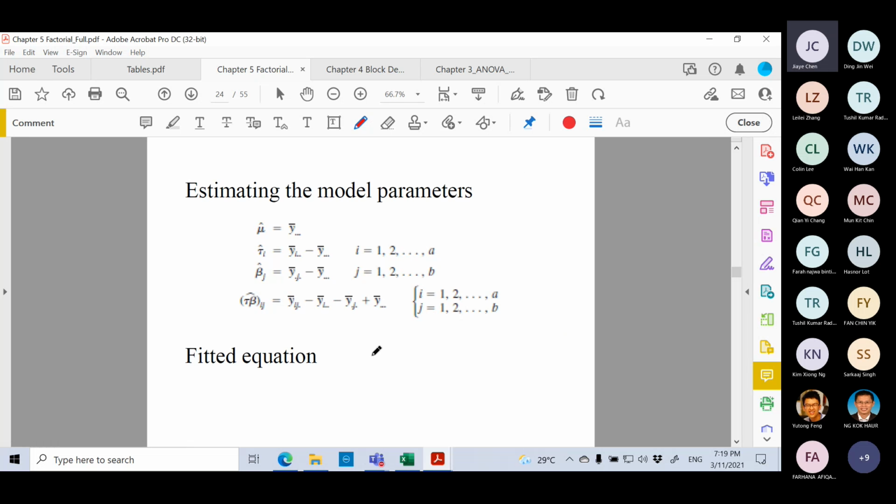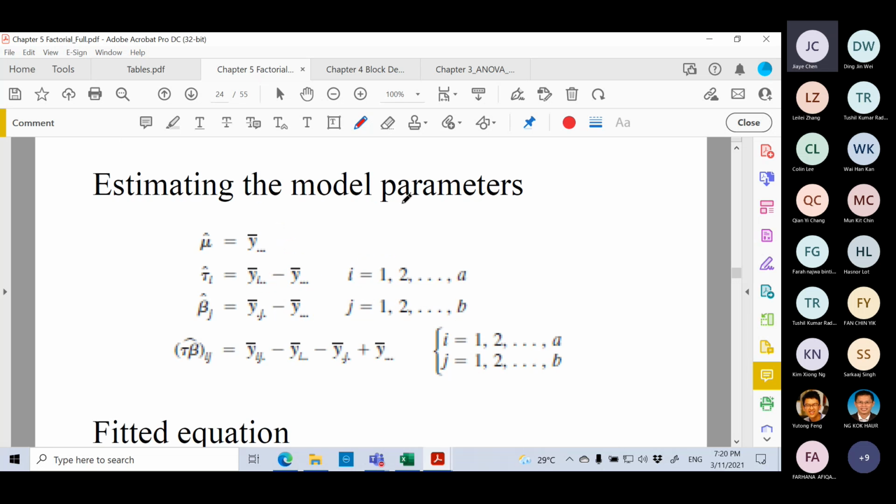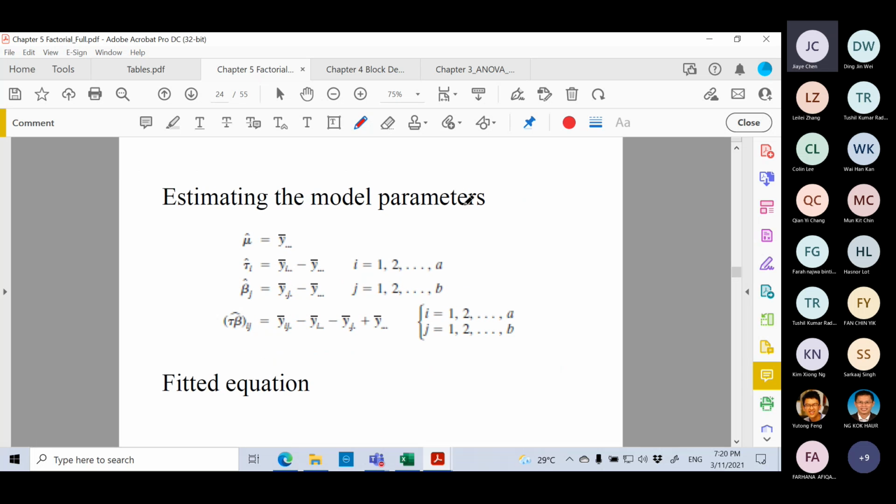So we just continue one or two more slides here. After you know the model itself, of course, you also need to know the model estimated parameters. To estimate your model, it consists of a few components. The first one is the overall mean. The second one is a treatment effect for the i. The second one is a beta j. And then the third one is an interaction. Okay. So to estimate the overall mean, we use the overall mean of the data set.